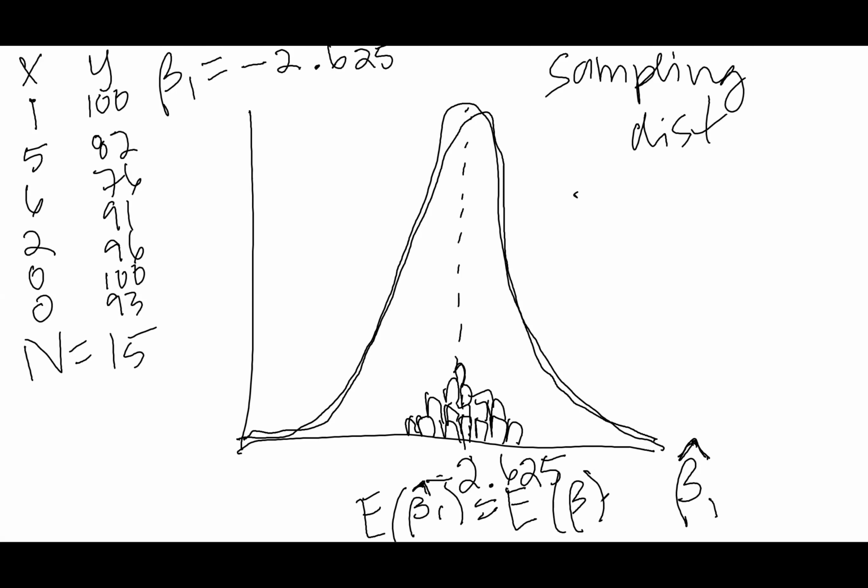So in our one sample, our beta 1 was negative 2.625. And we could do another sample of 15 students and their beta 1 could be negative 2.35. And another sample could be negative 3.1, and so on and so forth. What this concept of bias tells us is that in infinite sampling, the average value of this sampling distribution, or the average value of our beta 1, is going to be equal to the true population parameter of beta 1. So what this means in practice is that we could say on average, our beta 1 coefficient is going to be the same as the true beta in the population.